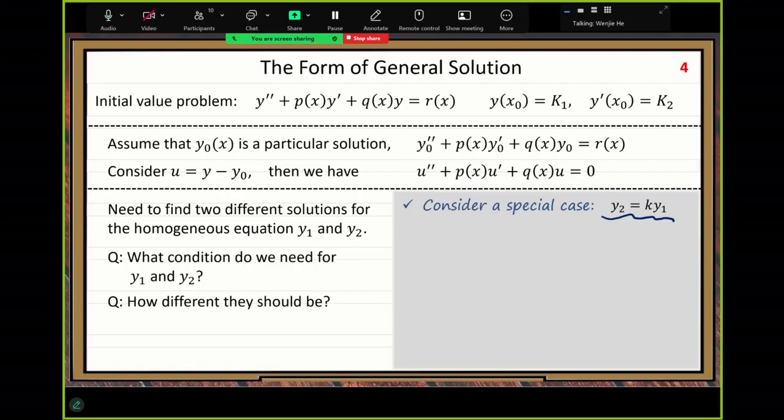If they are linearly dependent, then we just use one function to represent that whole class of scaled solutions. We just use y1 to represent all those scaled versions of the y1 solution.